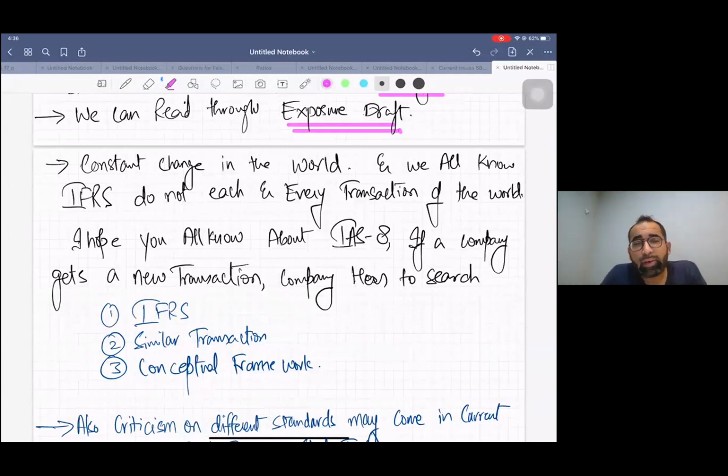Once again, the question: why has ACCA included the current issue? If you see the current world, there is one thing which is constant in society, and that is change. A lot of change in society. Change is a routine thing.